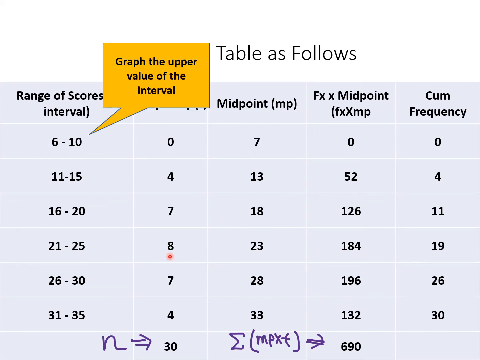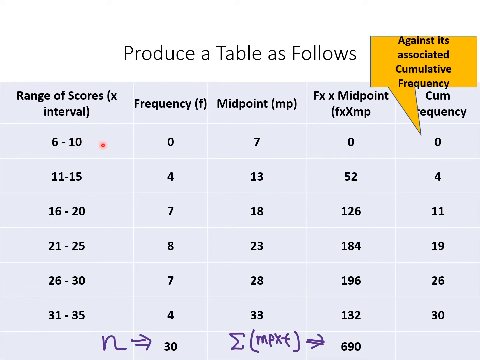Next, we're going to have to graph this on graph paper, or I used Excel to graph it. What we have to graph is the upper value of the interval against the cumulative frequency. And the frequency will always be on the y-axis, or the vertical axis, and obviously the interval will be on the x-axis.